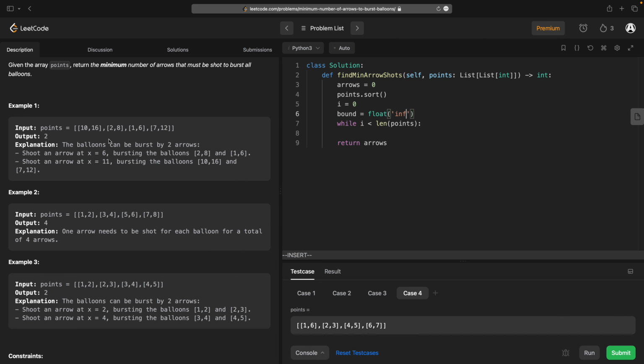So I need to keep track of where I am and also the minimum bound I've seen so far. If points I 0 is less than or equal to bound, bound is equal to the min of bound and points I 1.